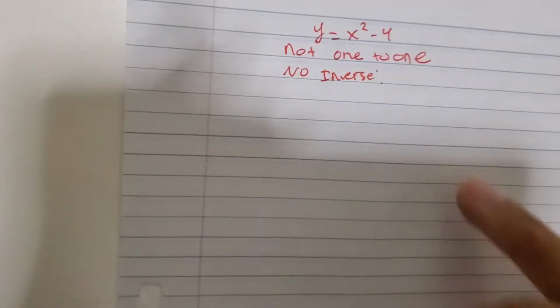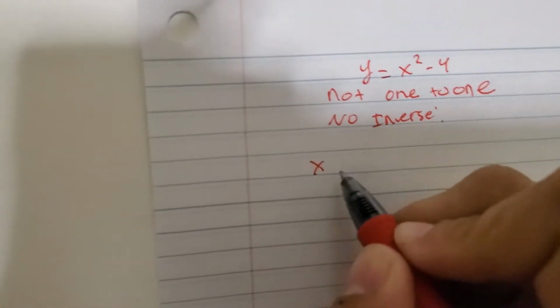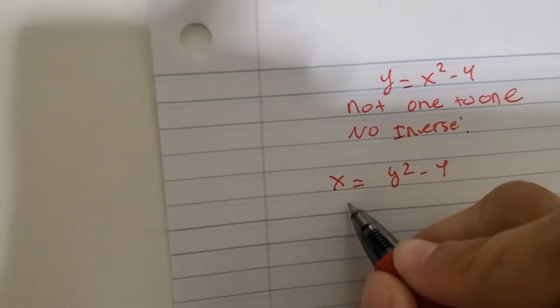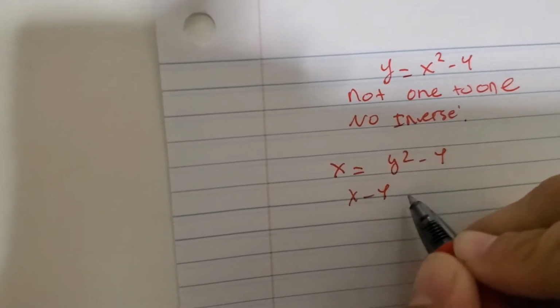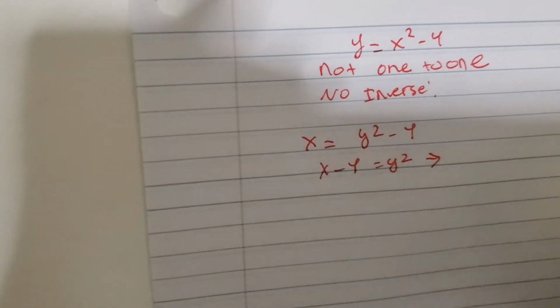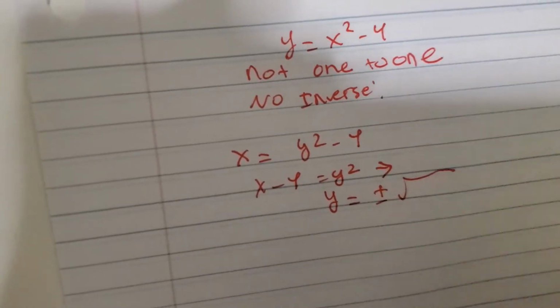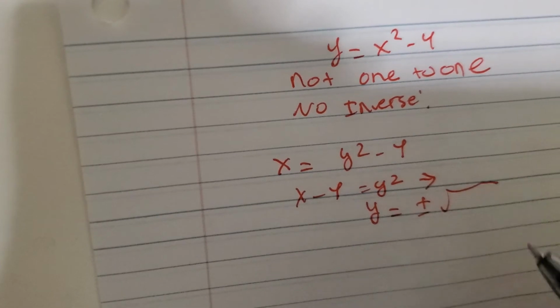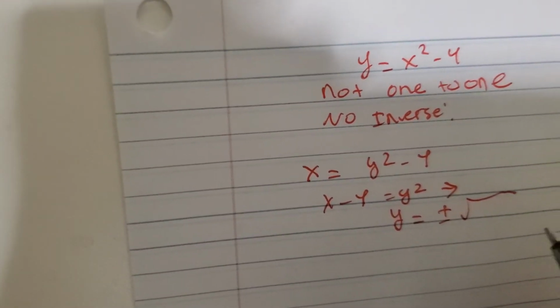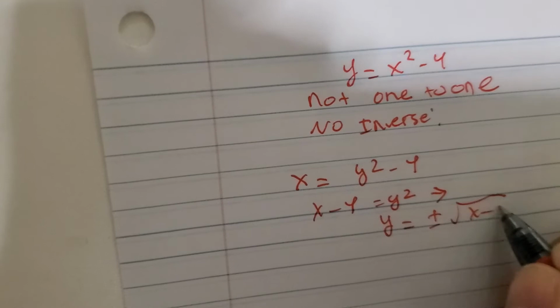But why? Algebraically you could switch x with y: x is equal to y squared minus 4. Solving algebraically, we have x plus 4 is equal to y squared. If we take the square roots, y is equal to plus or minus the square root of x plus 4. So pretty much, there's two points.